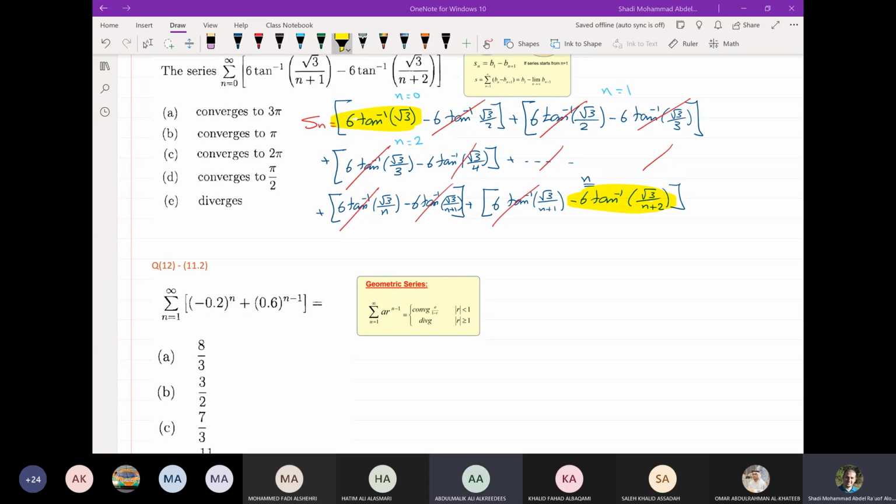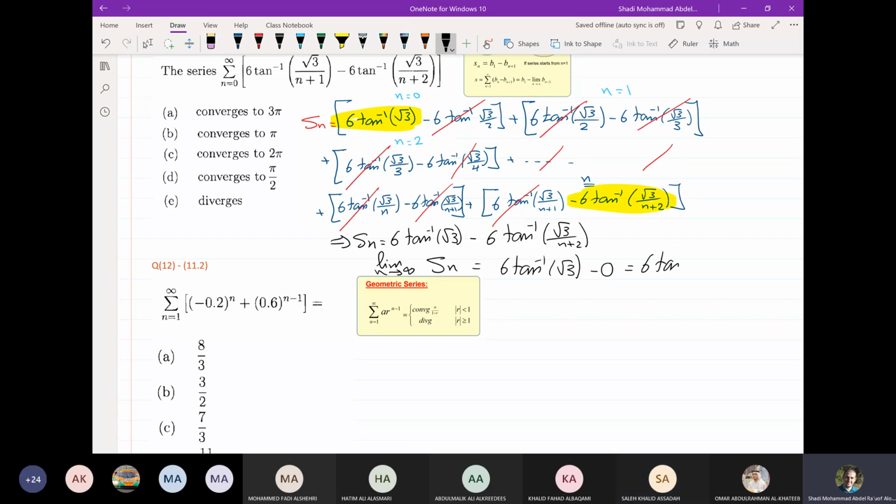So what is Sn? Sn is the first with the last in this case. Sn will be just the first term, 6 tan inverse of root 3, minus 6 tan inverse of root 3 over n plus 2. What is the limit as n goes to infinity of the partial sum Sn? This one goes to 0 and tan inverse of 0 is 0, right? So it will be just 6 tan inverse of root 3 minus 0.